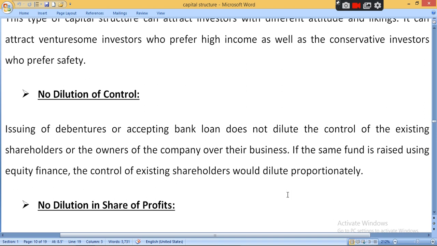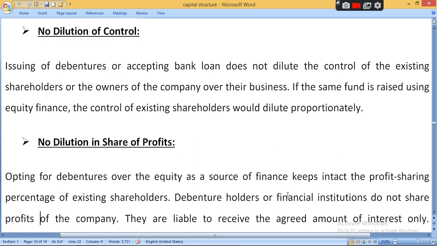But if you have a requirement of money, and you raise your additional finance with the help of debenture, then your control power remains with the existing shareholders only, clear. Then no dilution in share of profit.